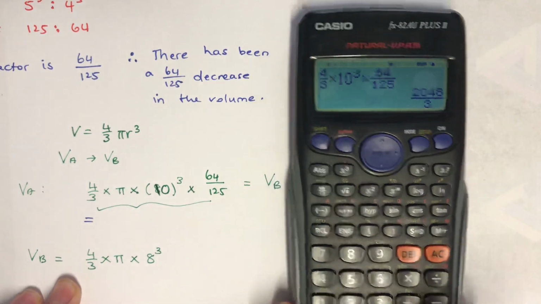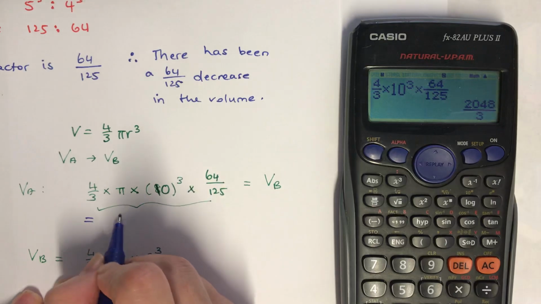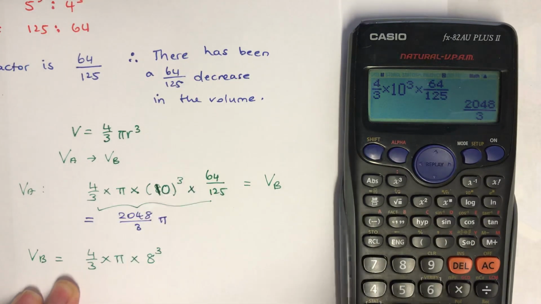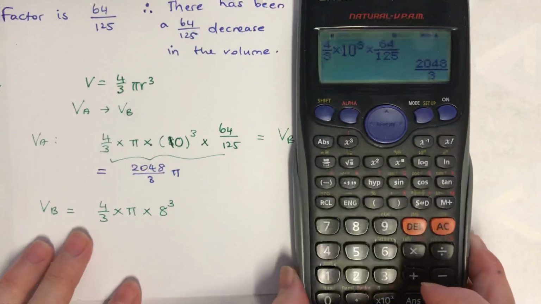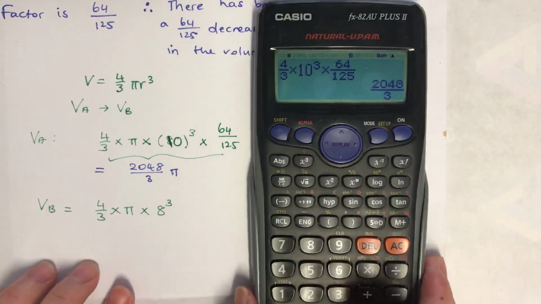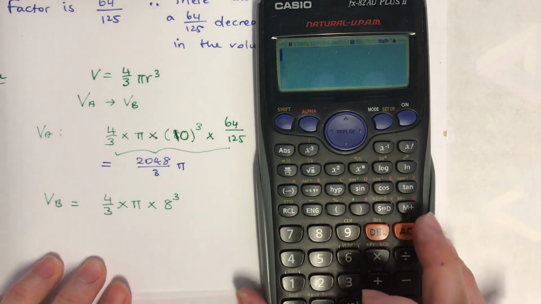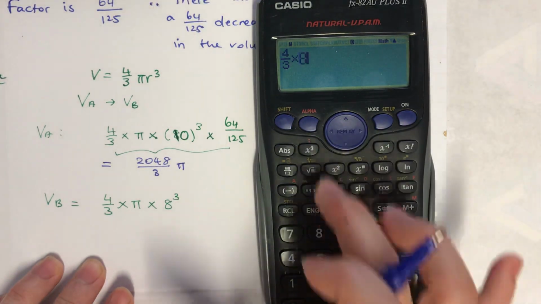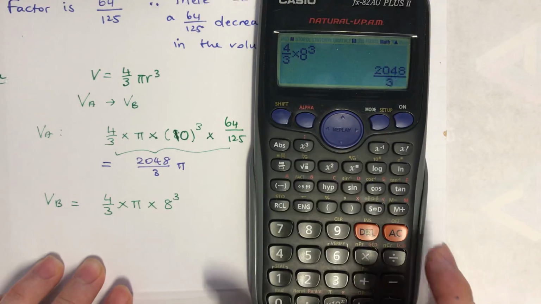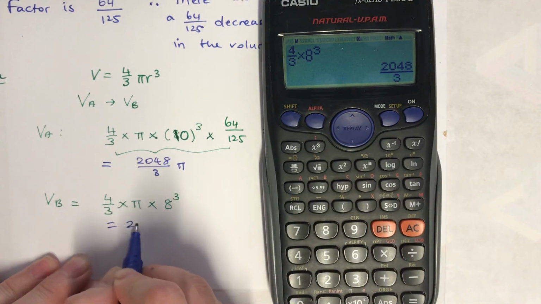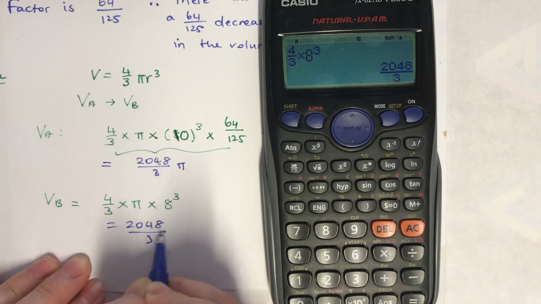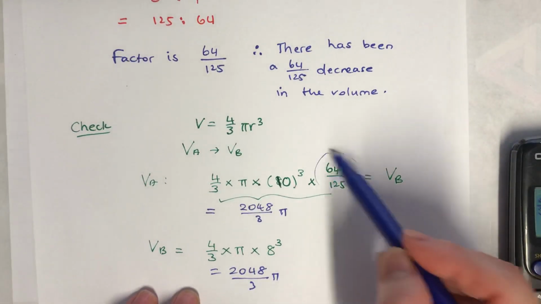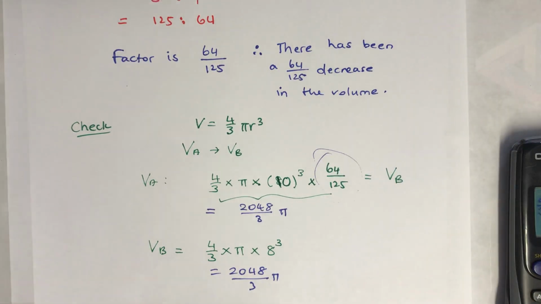So that's what I've got here: 2048 over 3 pi for the big sphere balloon, and the small one is 4 over 3 times 8 cubed. There you go, it's the same. So we can say the factor that we just multiplied by is correct. Excellent, well done people.